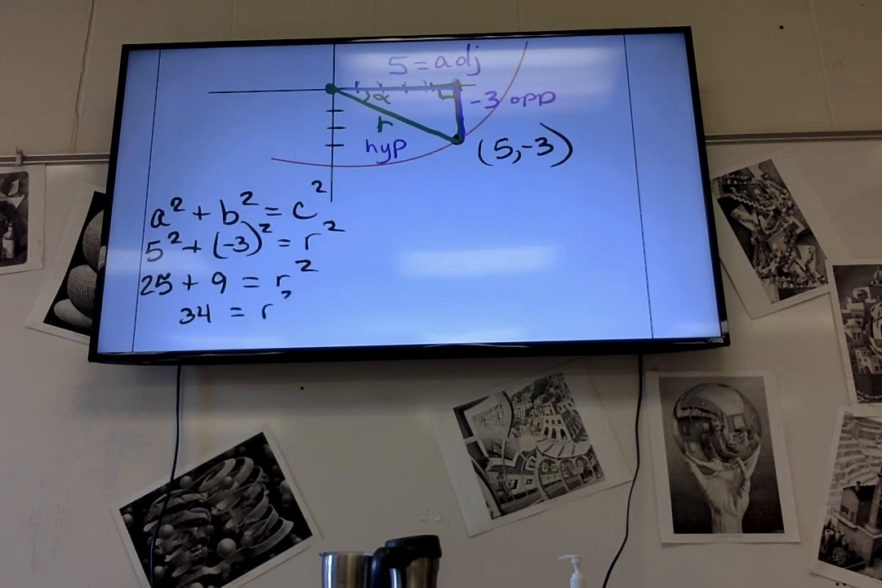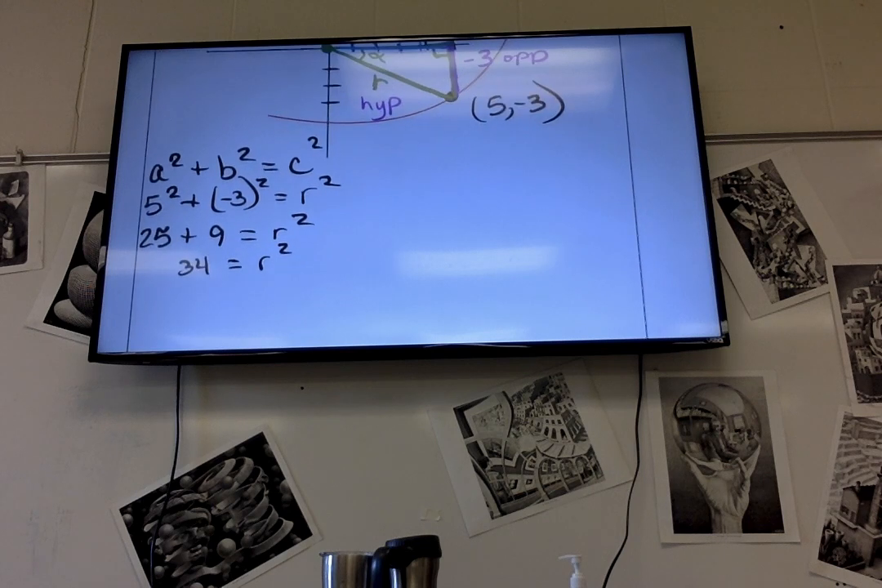Now if we read the directions, it does say find the exact value, which means we're not going to make them decimals. We're going to leave it. So we do have to take the square root of both sides here to get rid of the squared. So r is plus or minus the square root of 34. Well, in a circle, the radii, plural for radius, is always positive. So I only have to worry about the positive square root of 34.